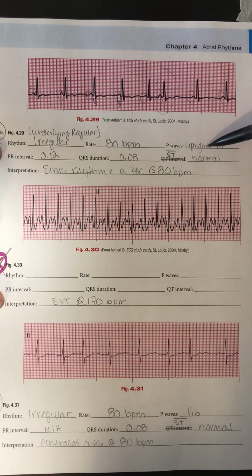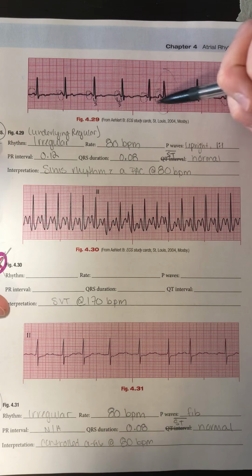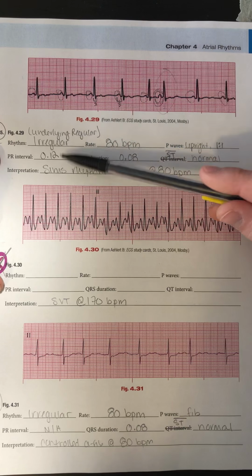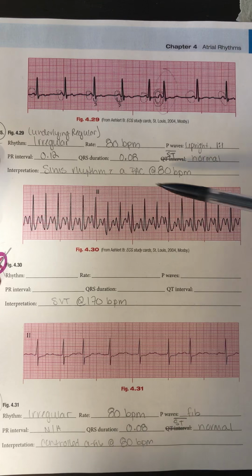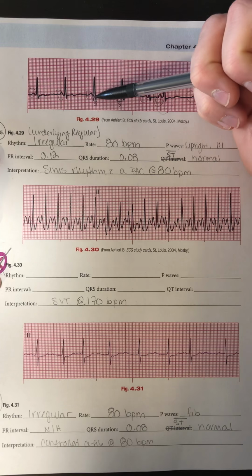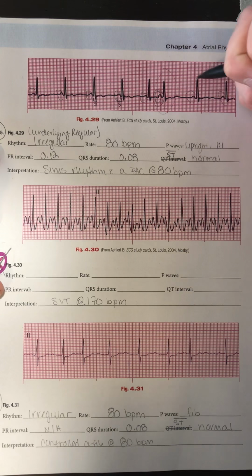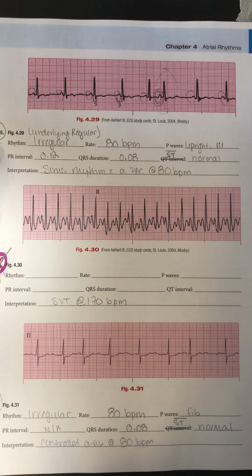So I have 1-to-1 conduction, they're upright, and I do have one that looks different. For the most part, they are uniform, but my one right here does look a little different. My PR interval measured within normal limits, you can see I measured it right here. My QRS duration also within normal limits, I measured this complex here. And my ST segment is normal. So I have my QRS, here's my J point, falls right maybe just below or on the isoelectric line.